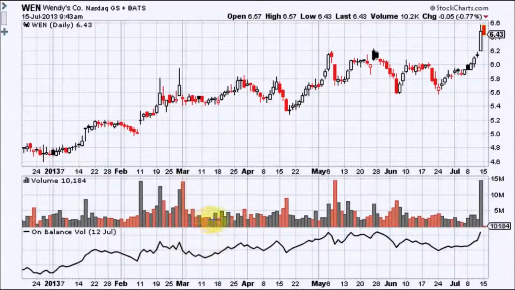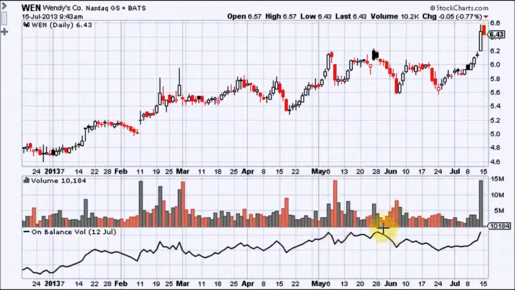In this area, I see more green volume than red, so the price is slightly trending up. Then you get a big red day at a bottom here. So OBV falls. And then all you see is nothing but green. OBV rises. Then you get a big red volume spike and it falls hard.